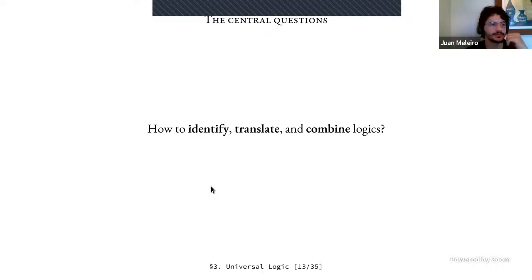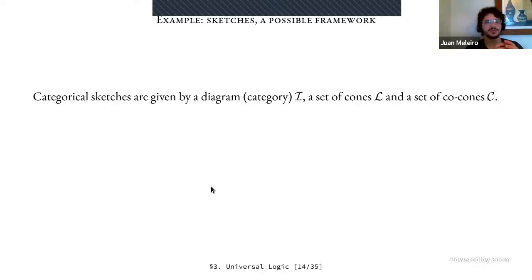So just to be a bit more concrete, what could a system for universal logic look like? I have an example, which are categorical sketches. I'm not saying they are a good system, I'm just saying they're a good example. Categorical sketches are a way to formalize the idea of syntax and semantics inside of category theory.